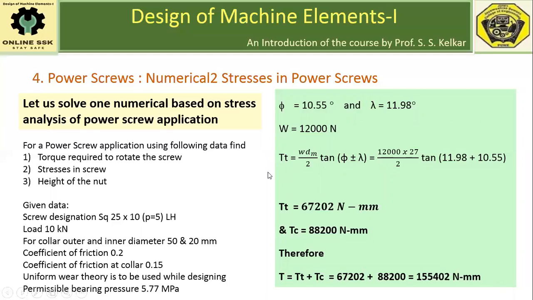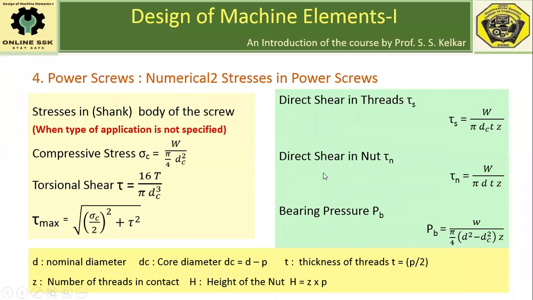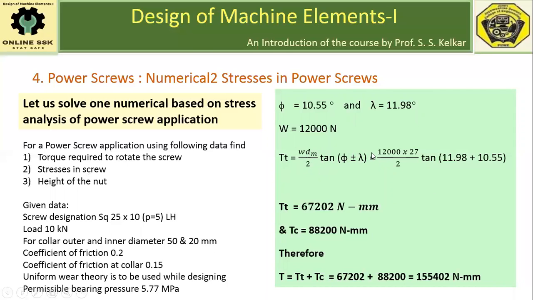Now let us calculate TT, the torque required to overcome the thread friction, or torque required to raise the load. It is W dm upon 2 tan of phi plus lambda. W is known to us, 12,000, dm is 27. By mistake I have swapped the sequence. Actually phi is 10.55 and lambda is 11.98. Then the value of TT will be 67,202.